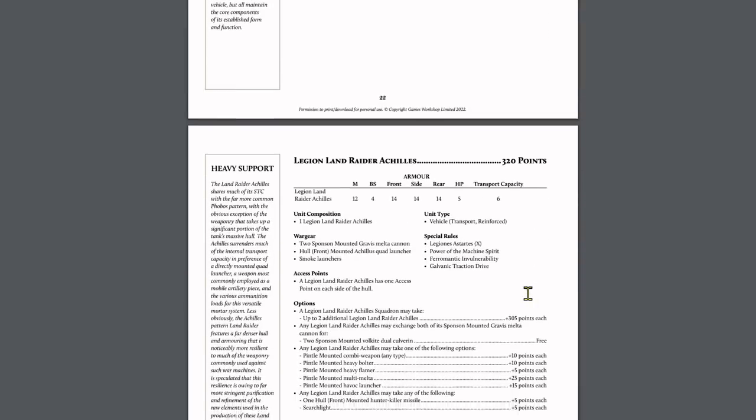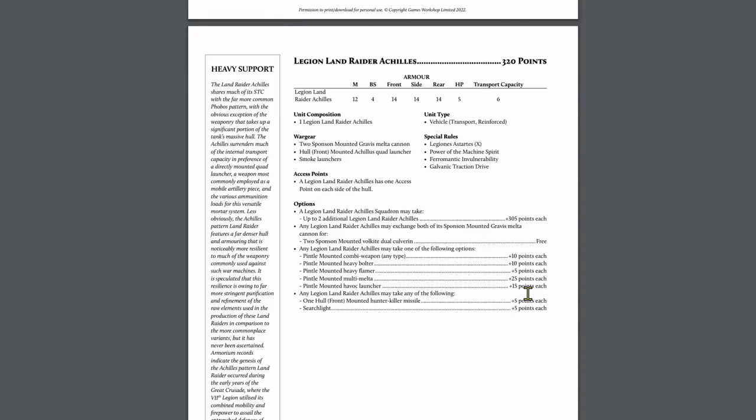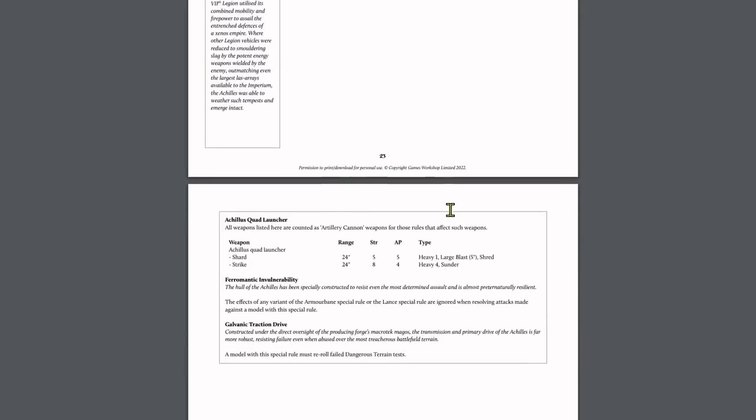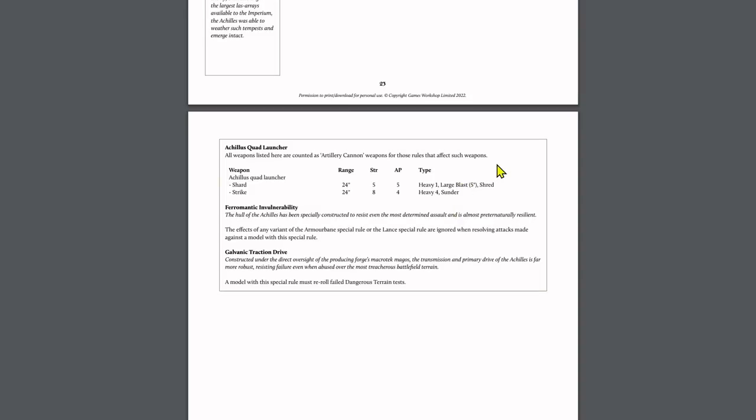Land Raider Achilles is a bit of a fan favourite. I think it looks cool as well. Basically, 2 Gravis Melter Cannons and a quad launcher. 320 points, it's quite expensive. It gets some extra special rules. It gets the anti-melter rule, Ferromantic Invulnerability. It gets to reroll its dangerous terrain tests.